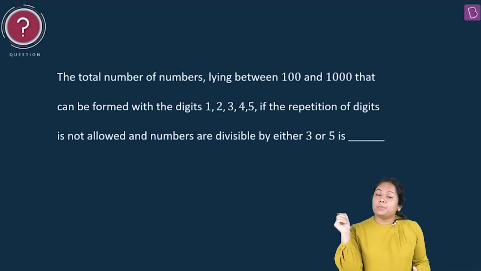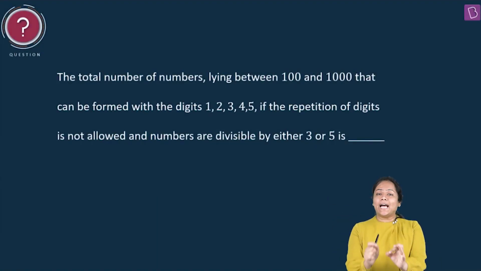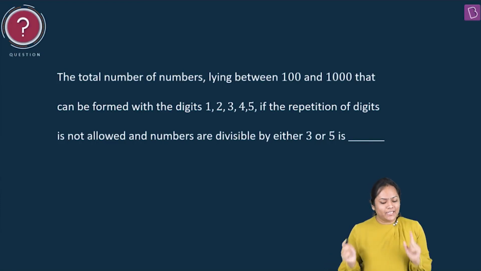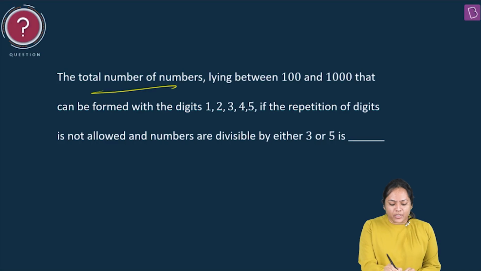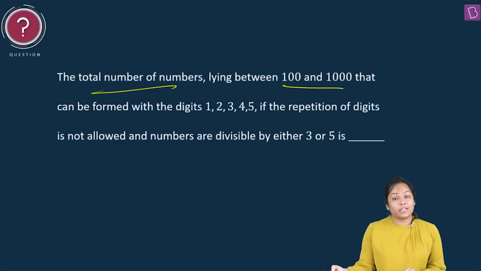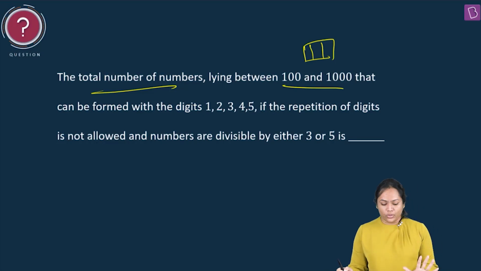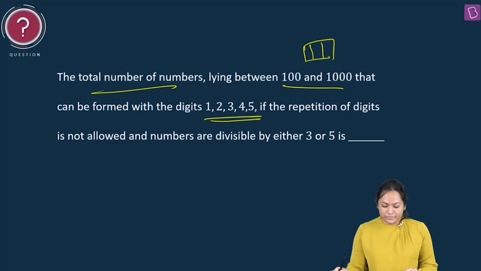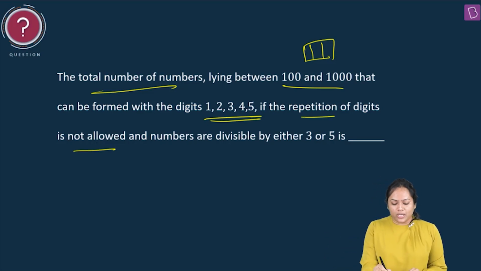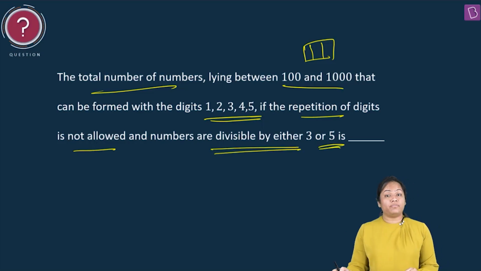This question is from permutation and combination, and that too on the easier side. Let's first read the question. The question is saying, what are the total number of numbers which are lying between 100 and 1000? That means I have to find a 3-digit number, first of all. That can be formed with the digits 1, 2, 3, 4, 5, if repetition is not allowed and the numbers are divisible by either 3 or 5.